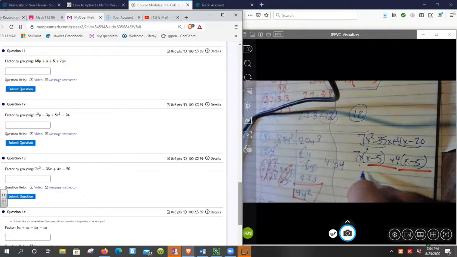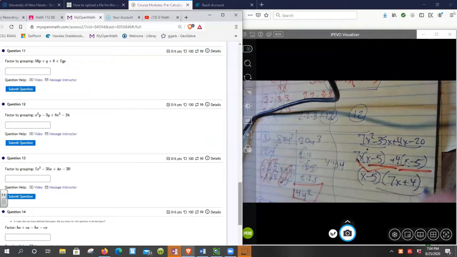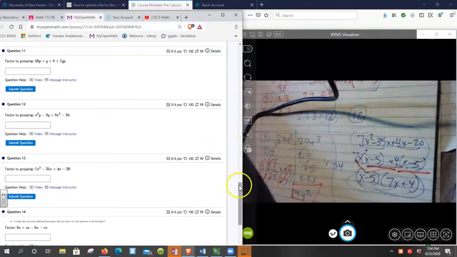That means we've done it correctly. So what's the greatest common factor in both of these? x minus 5. What's left over? 7x plus 4. So that goes in the other parenthesis: 7x plus 4, and we're done. How do you know if it's right? Just multiply it out and see if you get back to the original. If you do, then you know you did it right. All right.